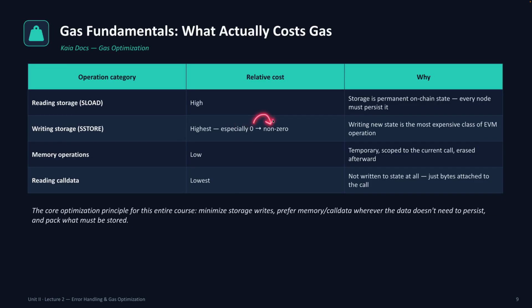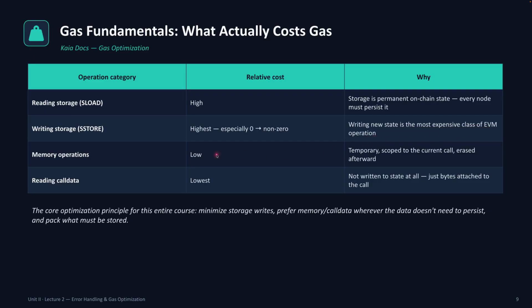What does it mean? Let us say initially the balances mapping in the storage was 0 for address 1. Now when you are updating that balances mapping to say 100 for address 1, the first write will be the highest because writing new state is the most expensive class of EVM operation.